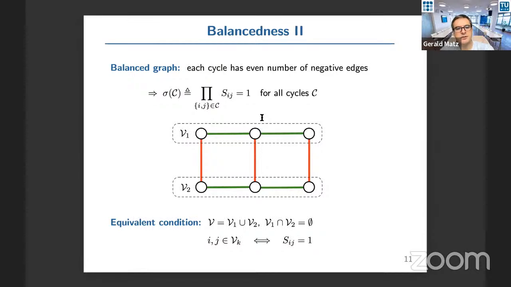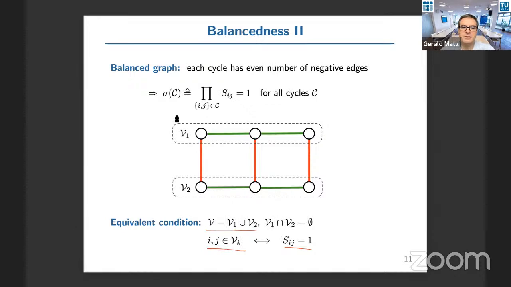And the first equivalent condition, which is interesting specifically from a classification perspective, is the fact that for balanced graphs, it's possible to split the vertex set into 2 disjoint parts. And the split is such that if nodes belong to the same part, they are necessarily connected by positive edges, if there is an edge at all. Whereas if they belong to different parts, then the connection must be negative.